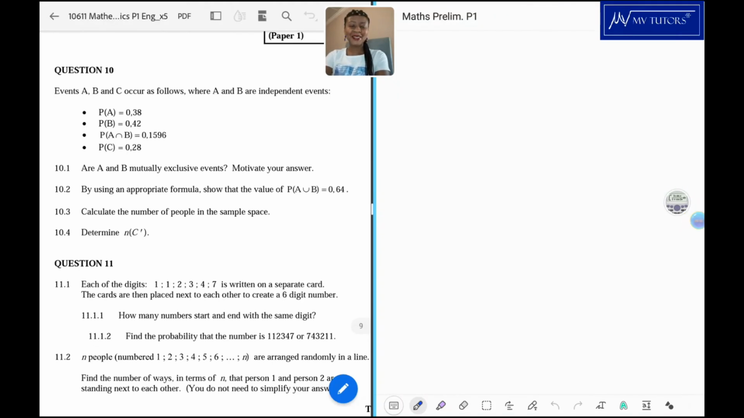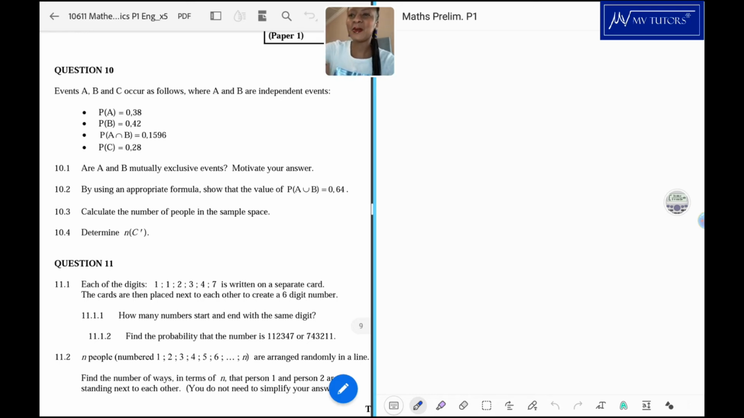Hello everyone and welcome to MV Tutors. I'm Tsolo and I'll be looking at the probability questions of the Gauteng prelim that was just recently written. I'm going to look at question 10 and question 11. Let's get right to it and see what it wants from us. But generally speaking, guys, how was the exam? Was it good? Was it bad? I asked one of our students and she said she couldn't finish. So let's see, what did they ask you guys?